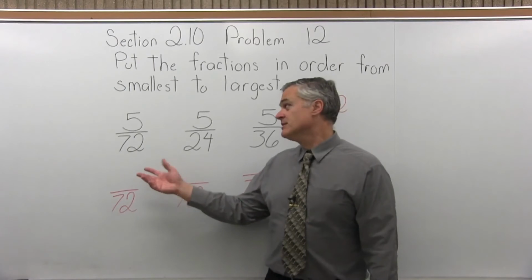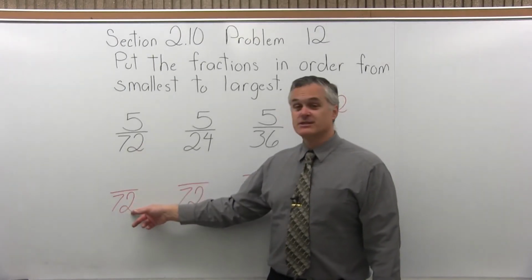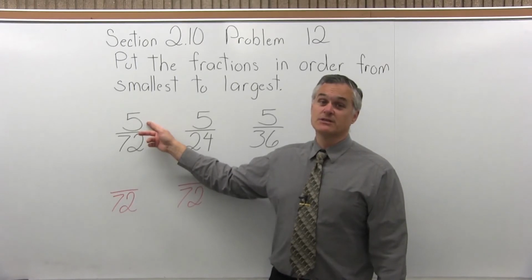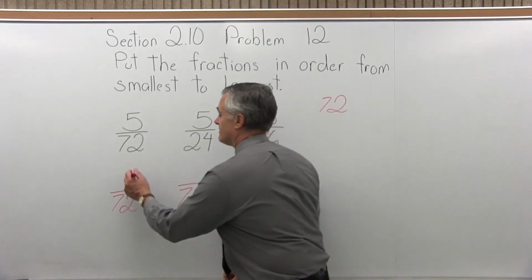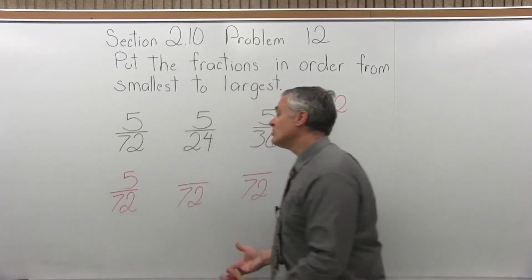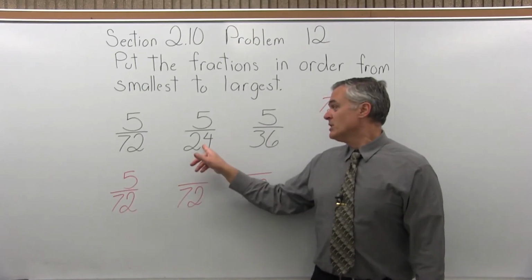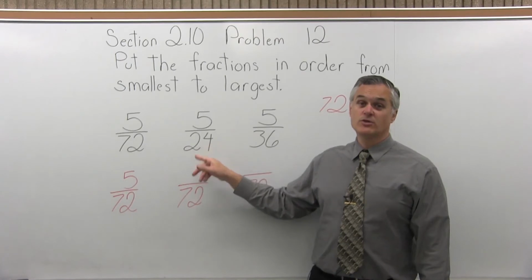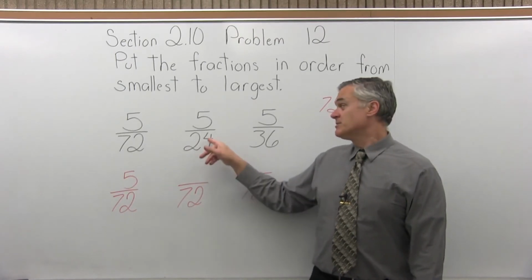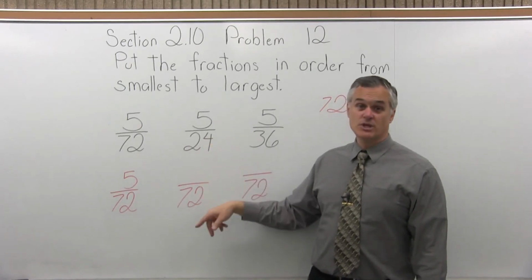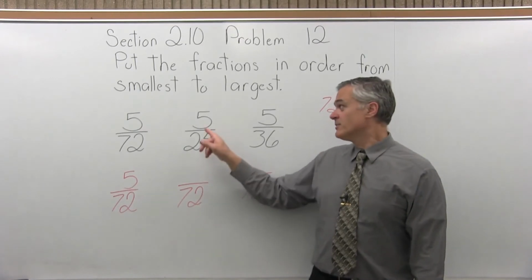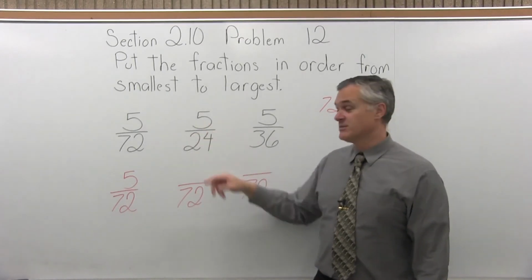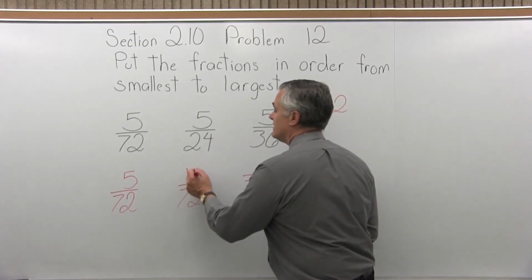The first one's easy. If the denominator got to stay the same, it was 72, it stays 72. The numerator also gets to stay the same. It was 5, it can just stay 5. Now the other two are a little more work, but not bad. So for 5 over 24, I started with a denominator of 24. It turned into a 72. That must be because it was multiplied times 3. 24 times 3 is 72. So the numerator would also be multiplied times 3. 5 times 3 is 15.